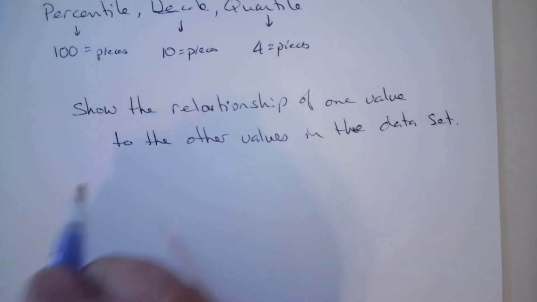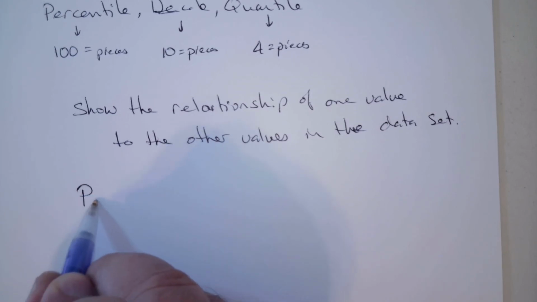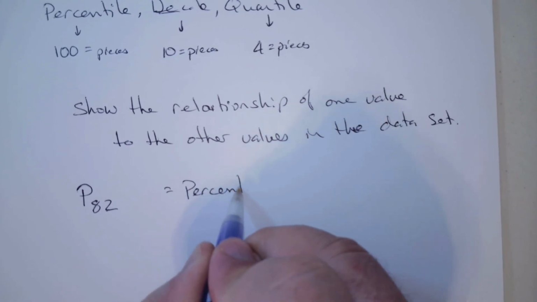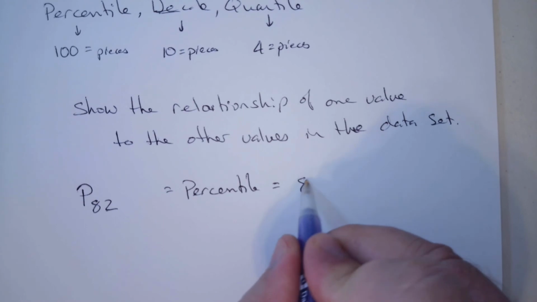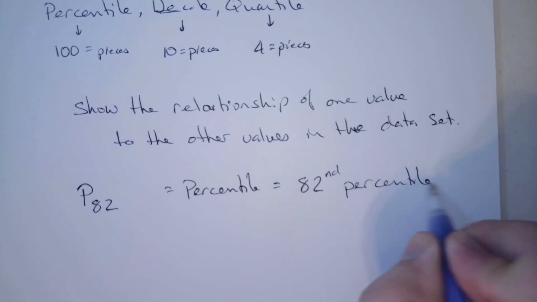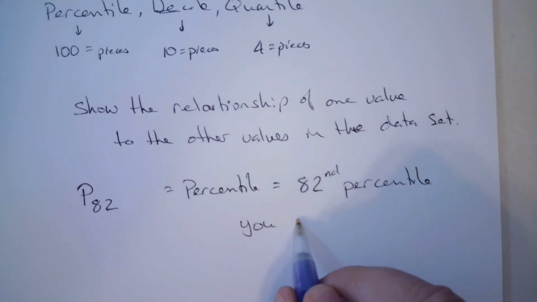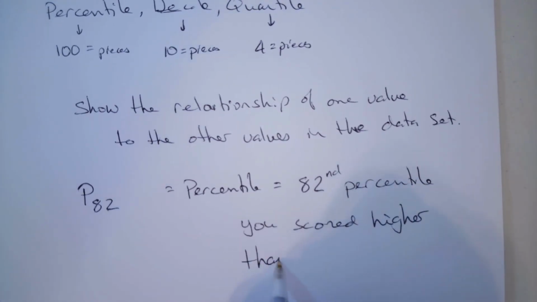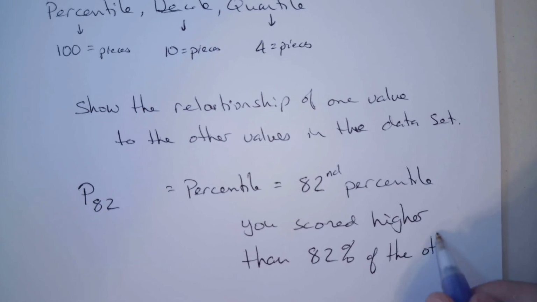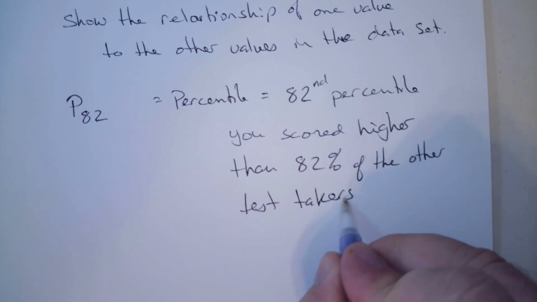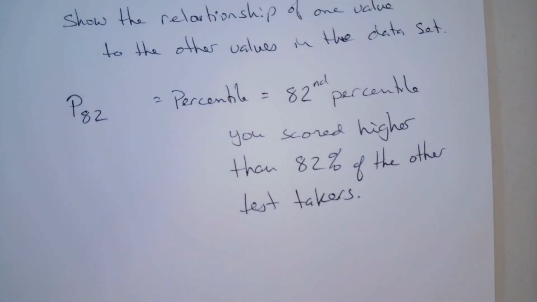So on your test, if your percentile equals the 82nd percentile, what that means is you scored higher than 82% of the other test takers. That's what it means.